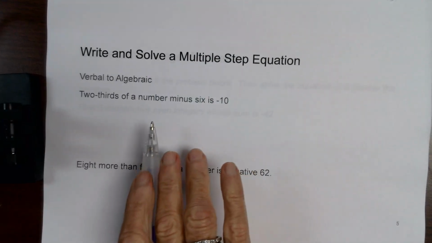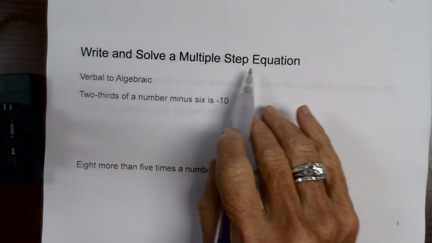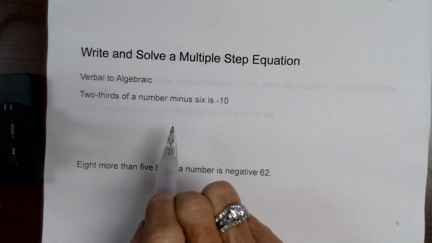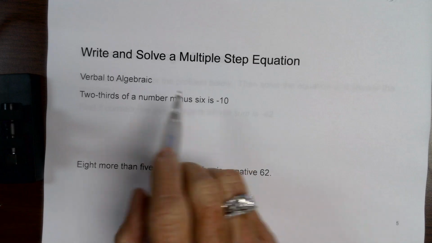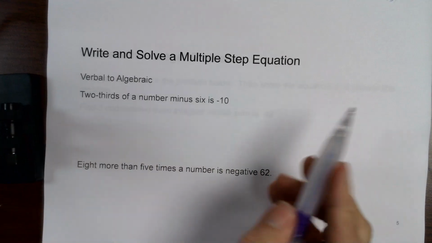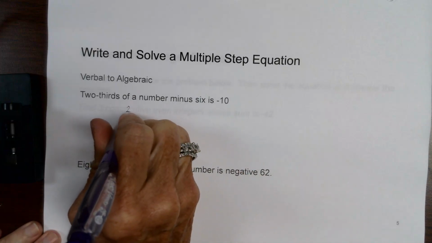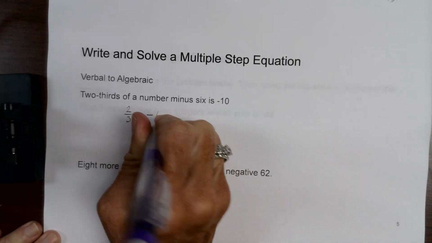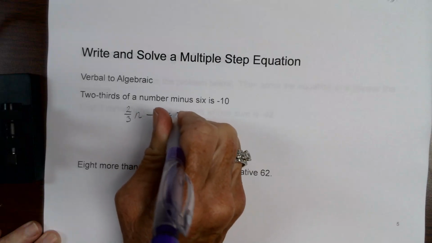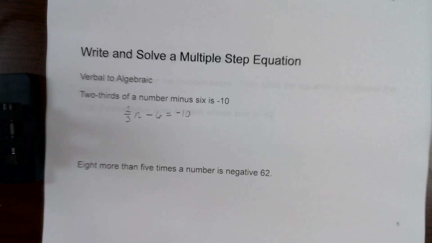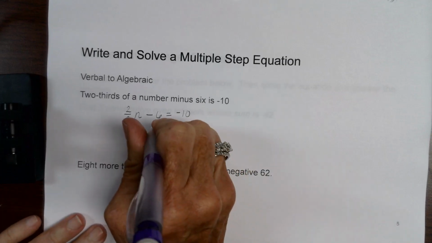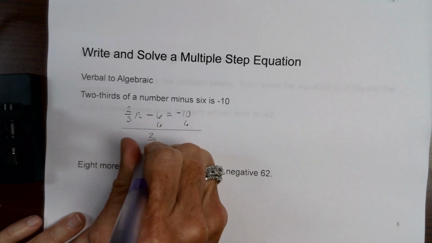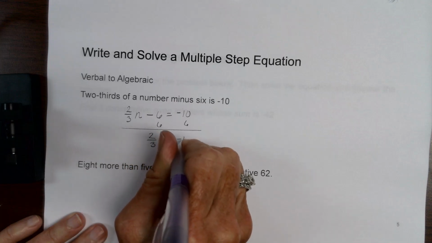The other thing that you have in this is you're going to write and solve multiple step equations. So rather than just having the equation, you might have to come up with the equation through verbal words. So you're going from verbal to algebraic. So if I say 2/3 of a number, that's 2/3 times n minus 6 equals negative 10. So there's my equation. Now I have to solve for it. I'm going to add 6 to both sides, leaving me with 2/3 n equals negative 4.